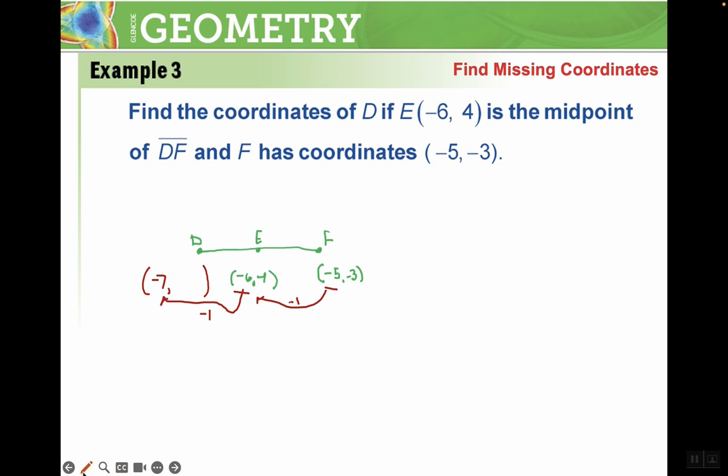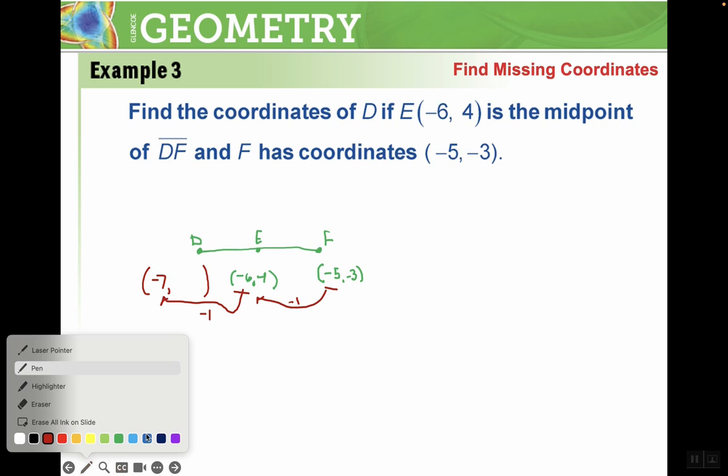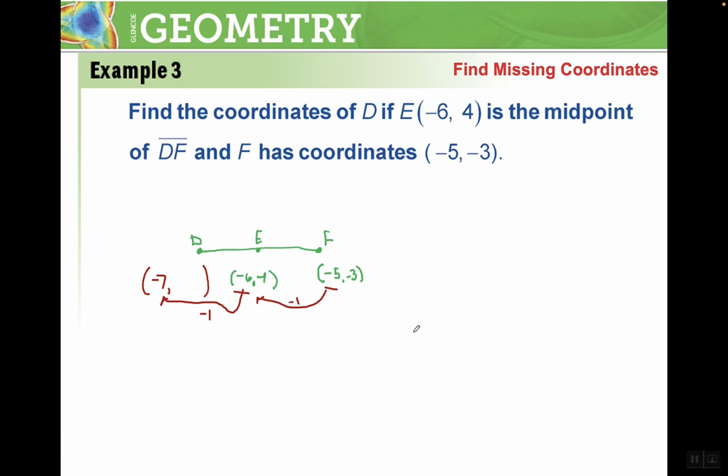Then we'll look at the y's separately and do it the same way. So to go from negative 3 to positive 4, I'm adding 7. From positive 4, I add another 7, and it looks like I should have 11. So my answer is what I filled in there. So D is going to equal negative 7, 11.